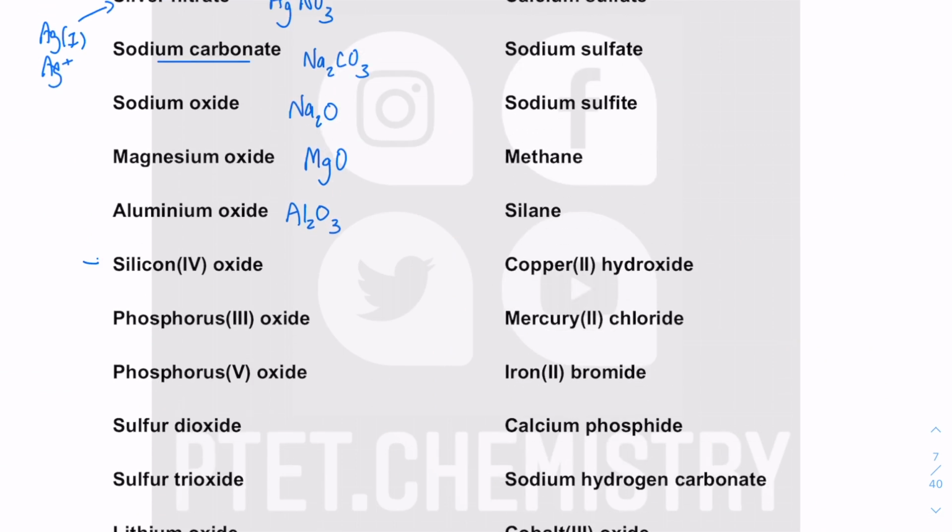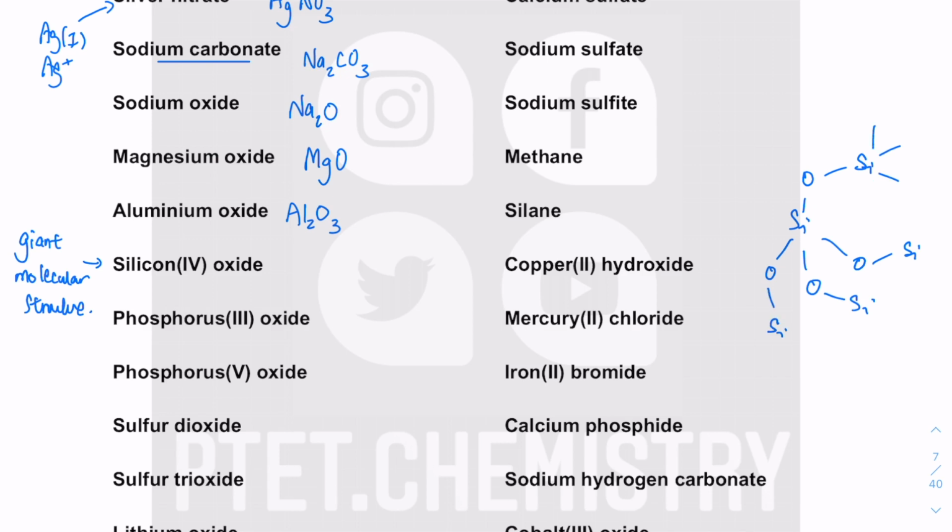Silicon 4 oxide, this is from your structure and bonding. This is a giant molecular structure. So it's got silicon and oxygen like this, silicon bonded to 4 oxygen, and then each oxygen is bonded to 2 silicon, and each silicon is bonded to 4 oxygen again, like that. So SiO2 is the formula, and they are your case study from structure and bonding. You can never ever forget them. It's not ionic, it is a giant molecular structure. There are no free ions at all.